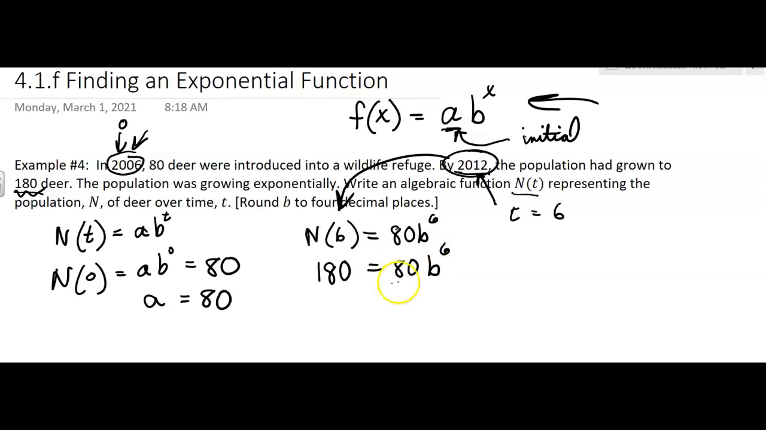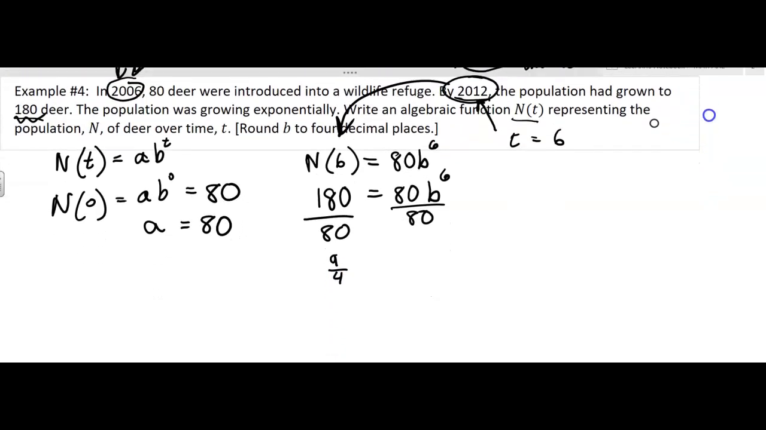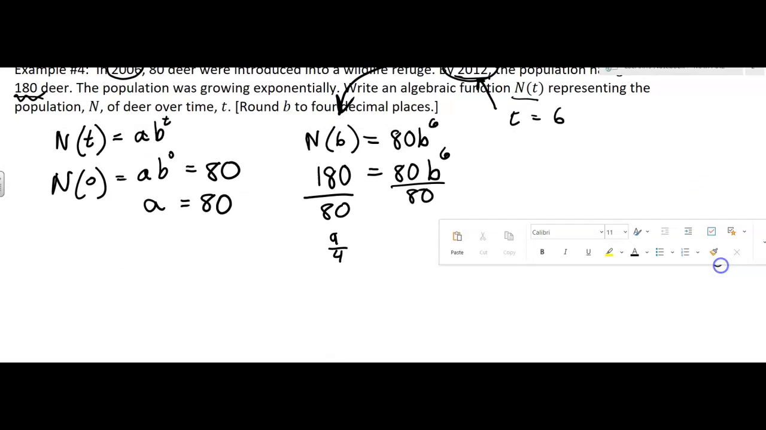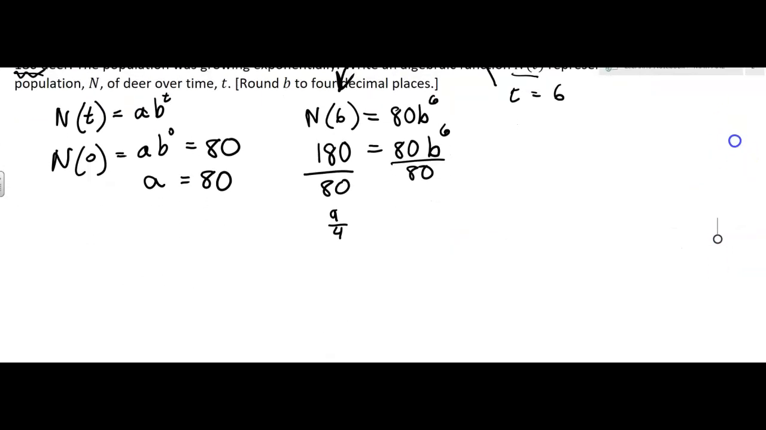Okay, so divide both sides by 80. And I'm going to get that reduced to 9 over 4. Now, you've got to be careful with these fractions and your notations with the rounding and stuff. We do not want to round at this point, okay? So I'm going to talk a little bit more about rounding at the end here. But reducing that fraction, you do get 9 over 4, and that's okay. That equals b to the power of 6.